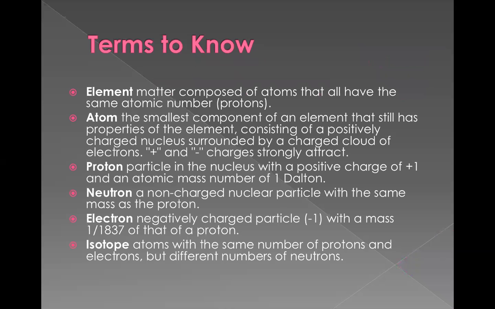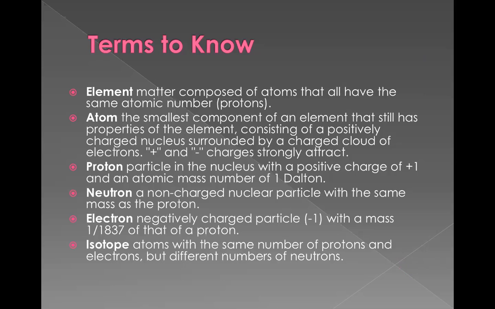Okay? So, terms to know. Now, in your notes, you're going to type these in. You'll notice that I've given you a great deal more space, just because I thought it would be easier that way. So, we have element, which is matter composed of atoms that have the same atomic number. An atom is the smallest component of an element that still has the properties of the element, right? We've got a positively charged nucleus, a negatively charged electron cloud surrounding it.